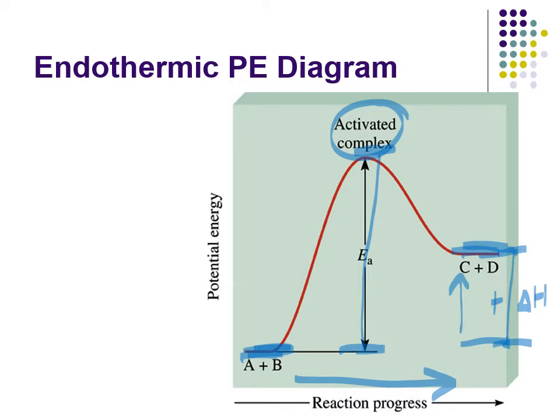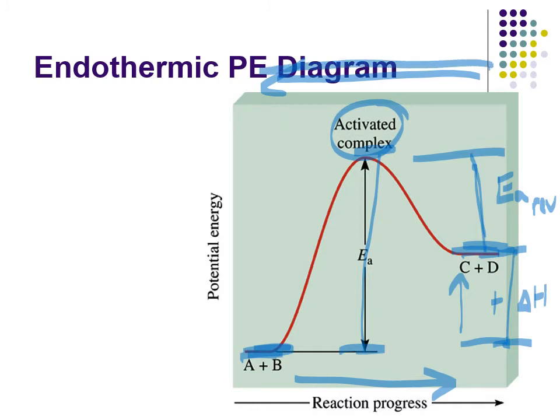And so if we did want to go backwards, we would just have to put in this amount of energy here to get back to the activated complex. So that would be the EA reverse, because that would be the amount of energy required to move from the products back to the reactants. To get back up that hill, you'd need that amount of energy.